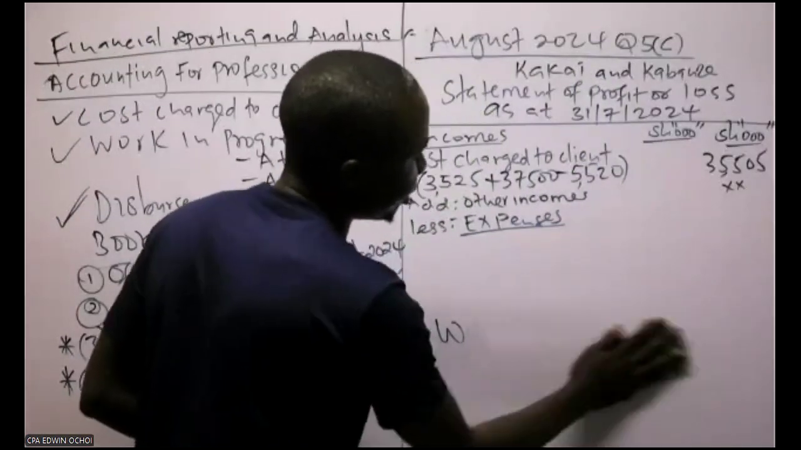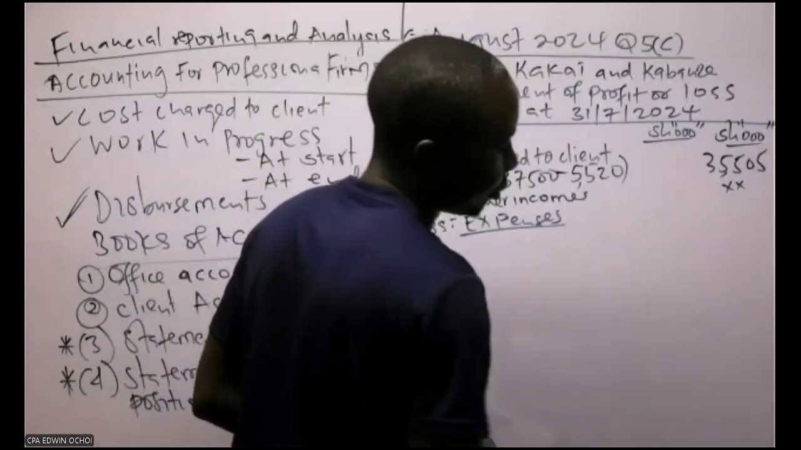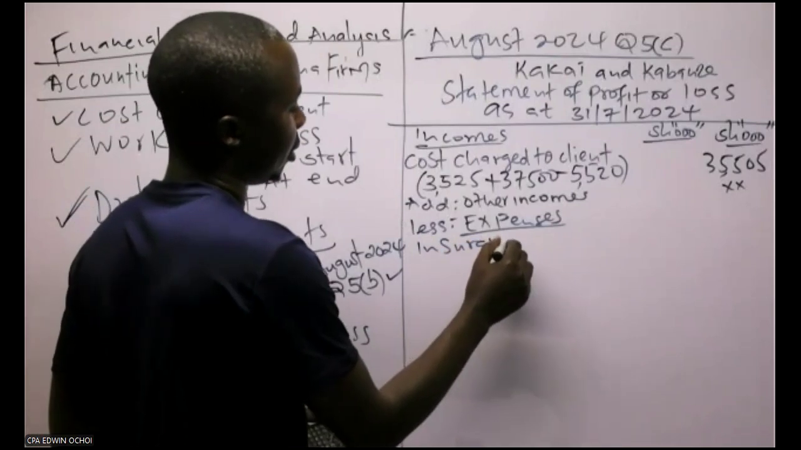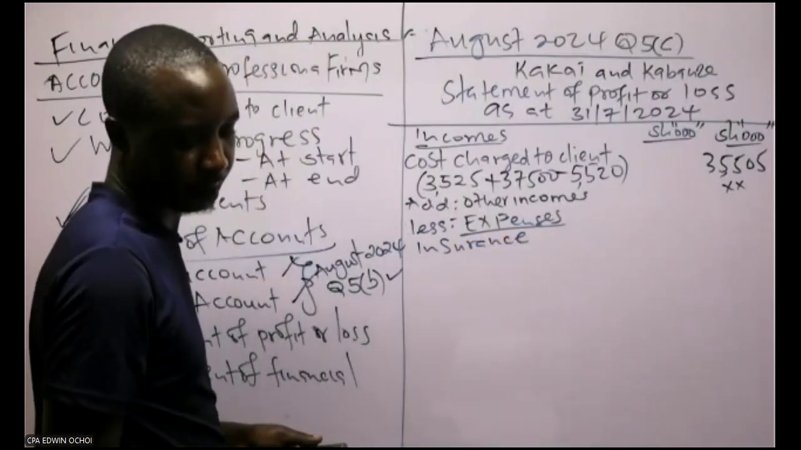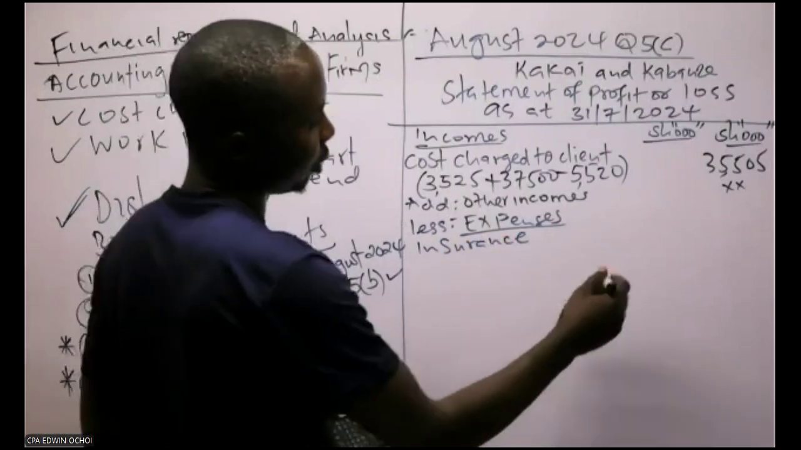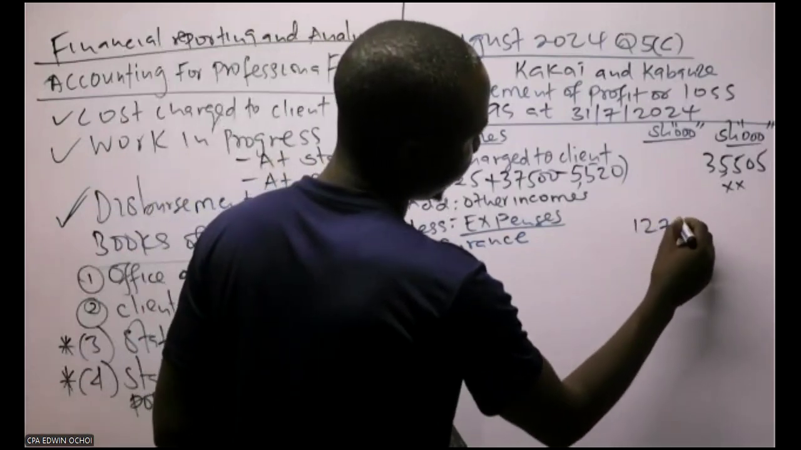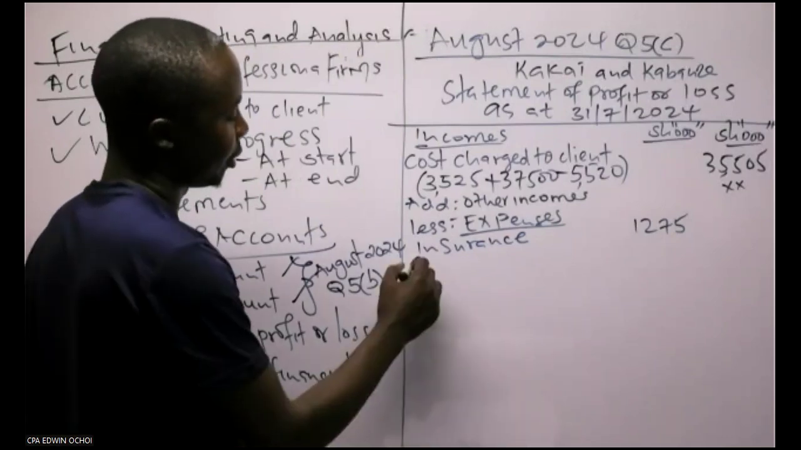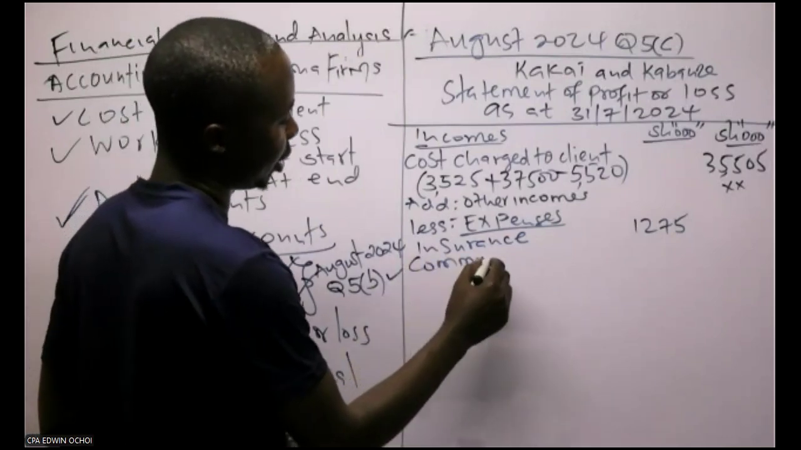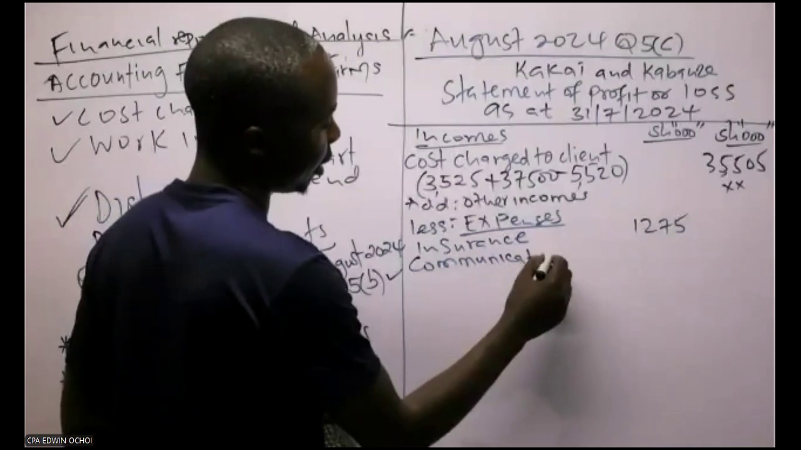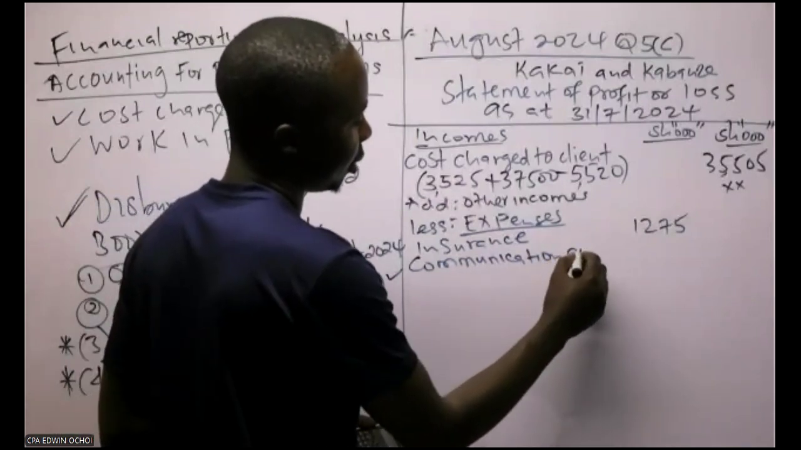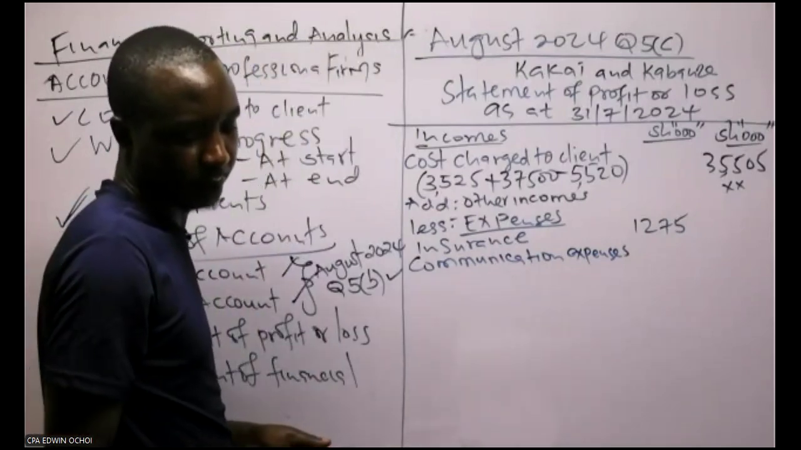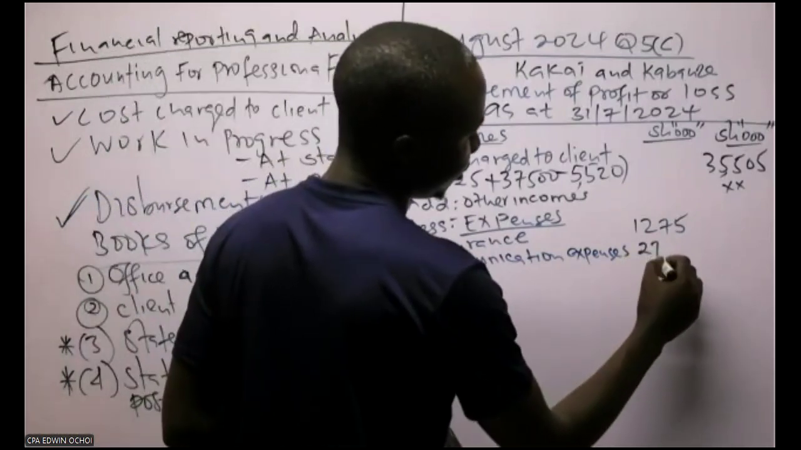So we can start from the trial balance. The first expense is insurance. The insurance is 1275. Then the next one after insurance is communication expenses. From the trial balance, you can see the communication expenses are 2730.